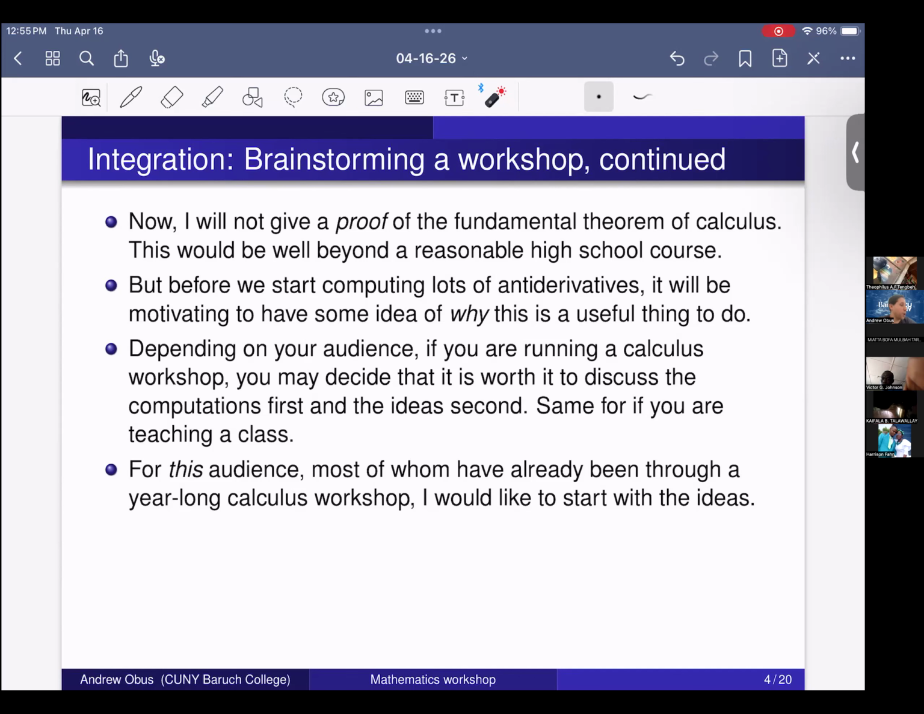But for me, for this workshop audience, again, most of you have already been through a long calculus workshop for a year. I want to start with the ideas before I go to the computations. Okay, so before we just start computing lots of antiderivatives, I want to spend a little bit more time on the ideas, distilled at a level which I think can be understood by a high school student. Okay, so that will be useful for teaching. So this is how I was thinking about doing today's workshop.